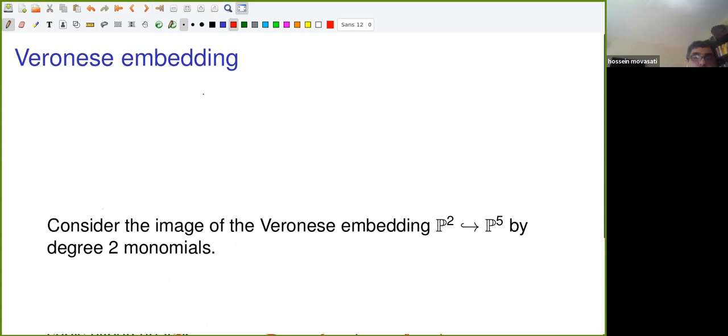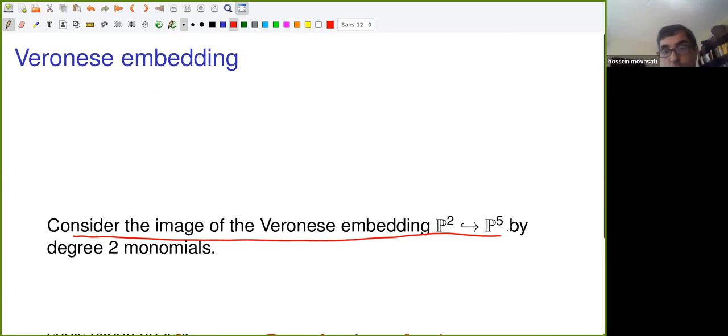Okay, so I will explain the thing that I was explaining in a very, very simple example that I found by accident, actually. But it contains the whole philosophy that I am following. So I will consider a Veronese embedding of P2 in P5 by degree 2 monomials.